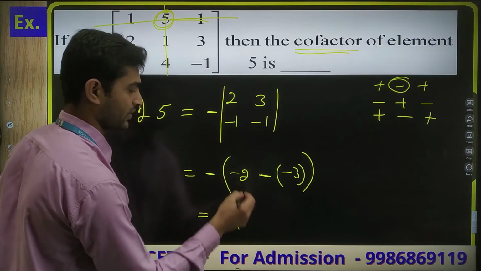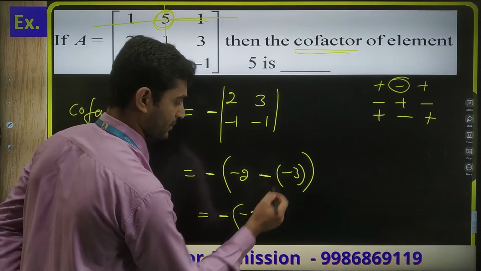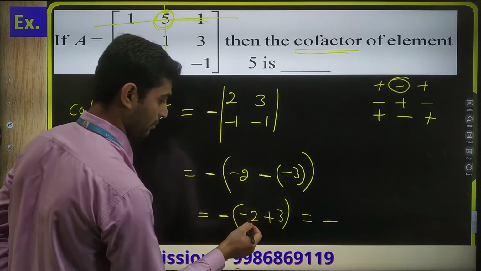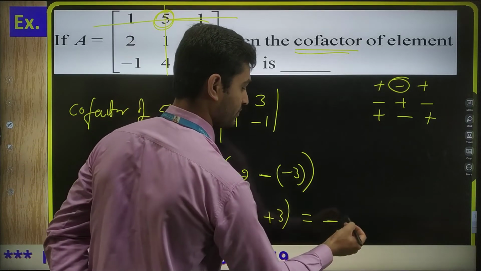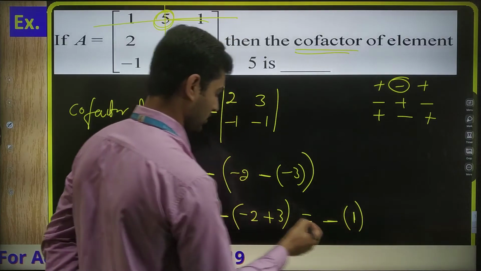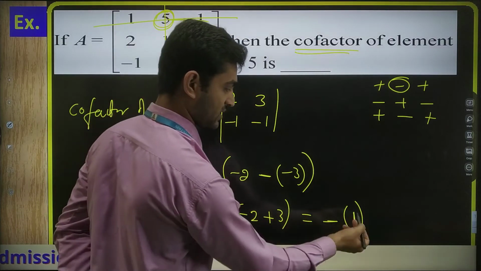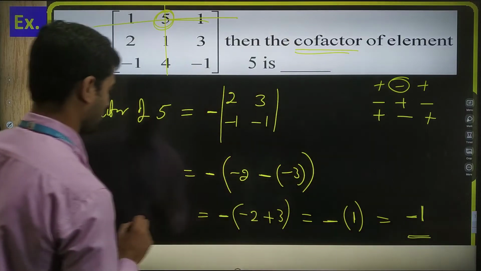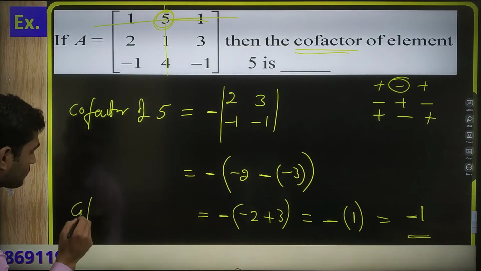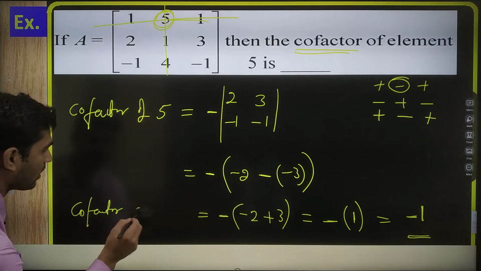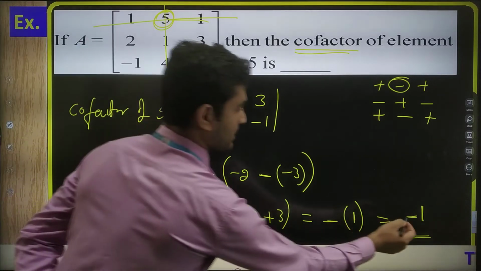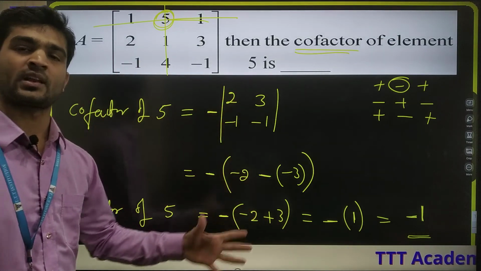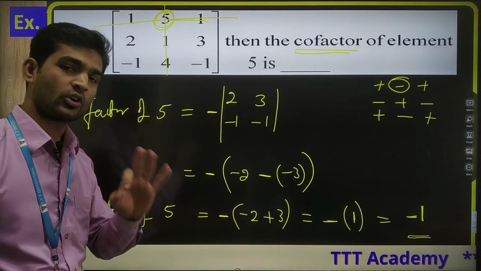So minus outside. Here minus 2 minus of minus plus 3. Keep this minus as it is. Minus 2 plus 3 is 1. Now multiplying with the minus, your answer is minus 1. The cofactor of 5 is minus 1. That is your answer. See, this is the simple way to find cofactor and minor, you have to understand the concept.